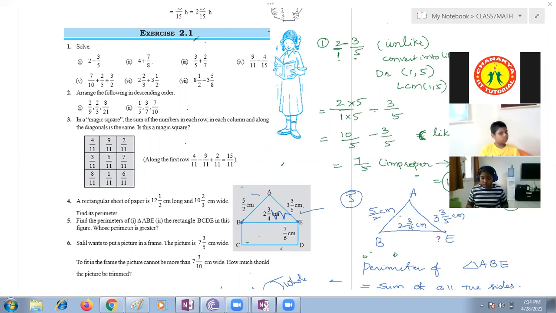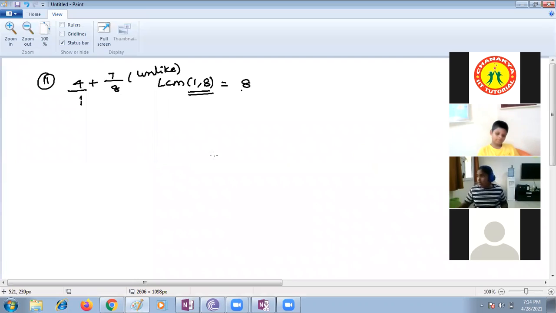But anyway, let me take the procedure, or else they will do the same procedure for subtraction also. They will write for subtraction also 2 3 by 5. That's why, if we do a procedure, they will understand. The second one answer is 4 7 by 8. Yes, ma'am, I got 4 7 by 8.